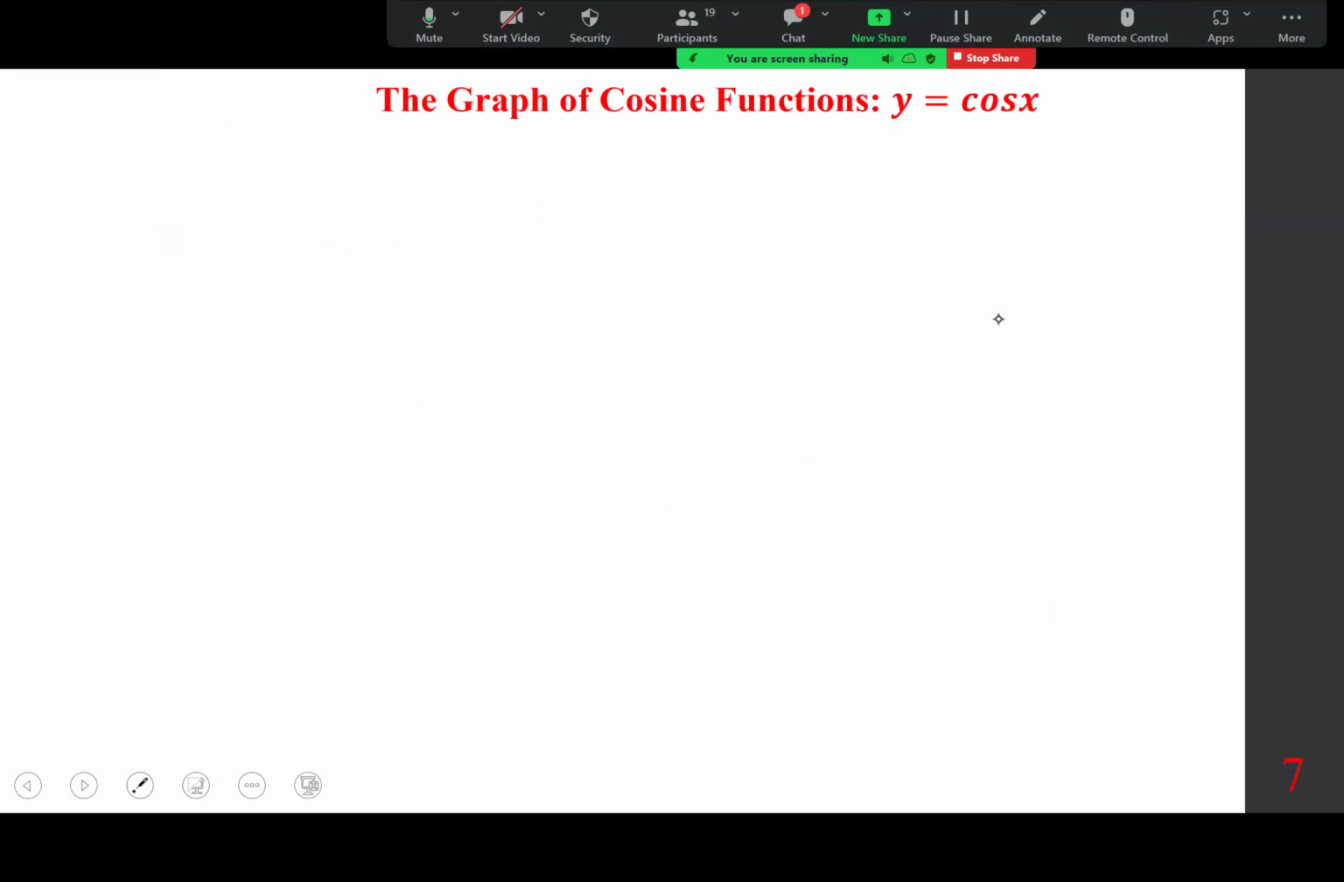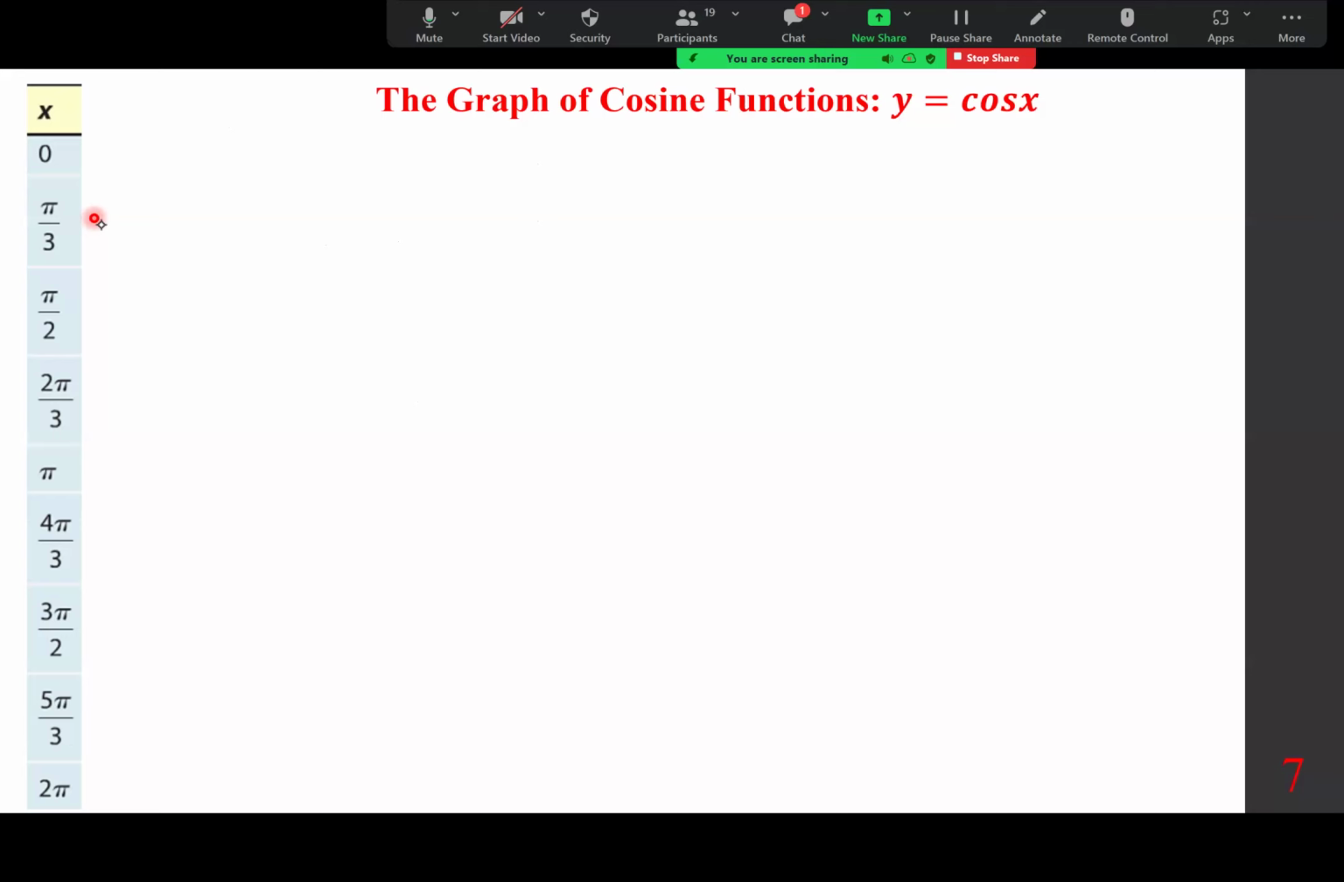Let's look at the graph of y equals cosine. In which case we are going to do the same thing. We're going to pick up some pairs to do the work. And to do so, we're going to go with easy numbers. We are going to go with common arcs. 0, cosine of 0 is 1. Pi over 3, 1/2. Pi over 2, 0. 2 pi over 3.